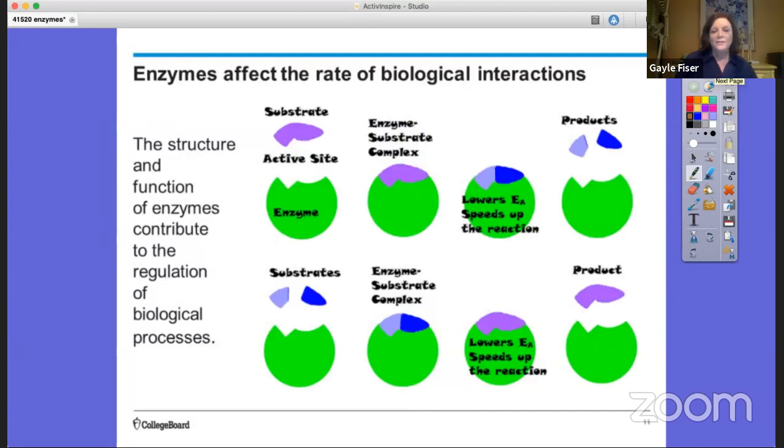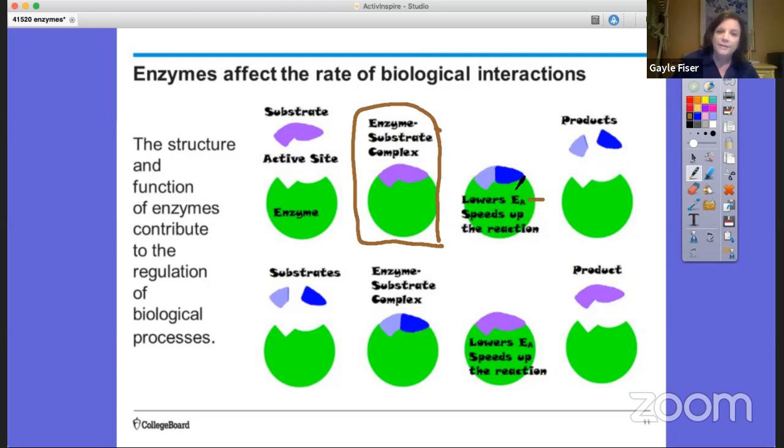All right, so now let's add activation energy into this whole thing. So here's our substrate, here's our enzyme, and together they're going to make our enzyme substrate complex. What is the purpose of this enzyme? It is to speed up this reaction. It's to be a catalyst of this reaction. So how does it do that? It does it by lowering the activation energy. So that's what this E(a) is.